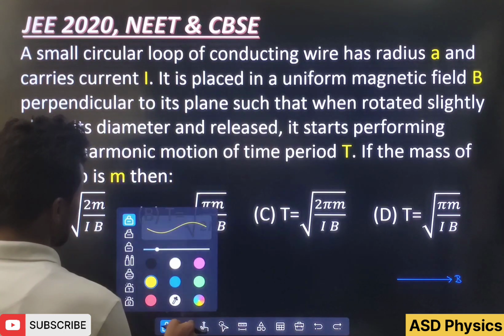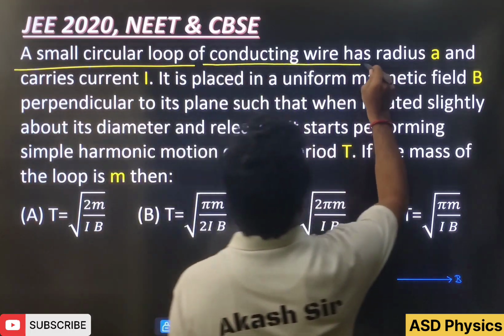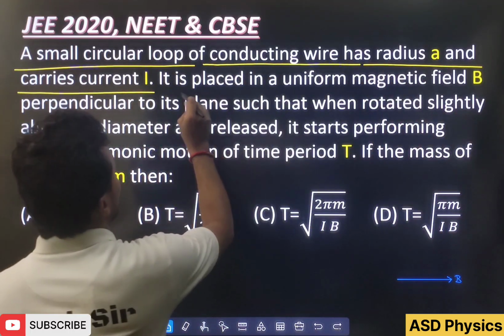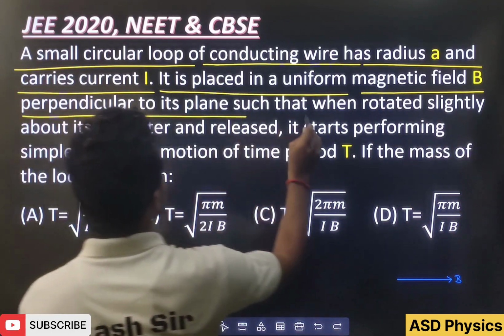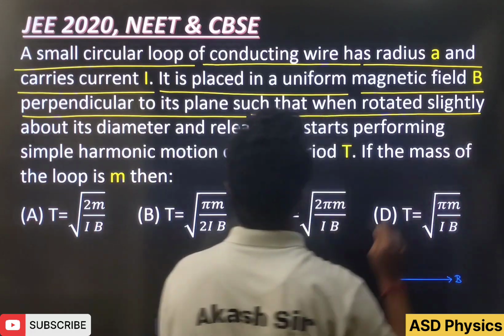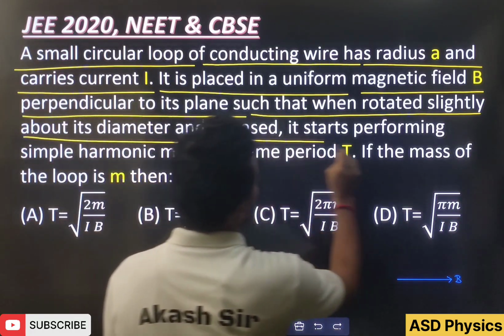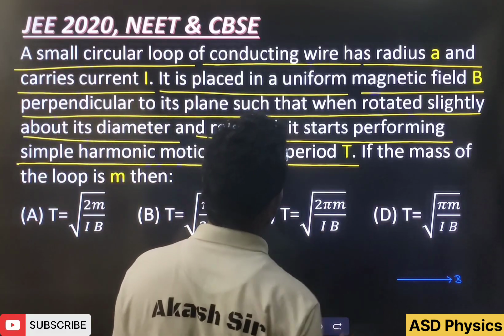Now let's see here, students. The next question is here. See, the question is: a small circular loop of conducting wire has radius A and carries current I. It is placed in a uniform magnetic field B perpendicular to its plane such that when rotated slightly about its diameter and released, it starts performing simple harmonic motion of time period T.